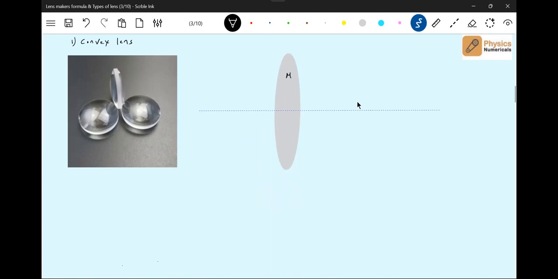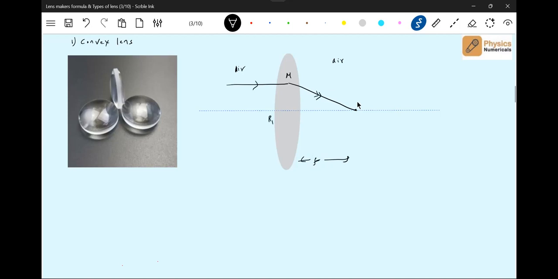Refractive index, let it be mu, surrounding, let it be A. We have to use the lens maker formula to calculate the focal length. So let me assume a ray of light and it will converge at this particular point. This should be the focus. And whenever we call focus, it is the second principal focus only.